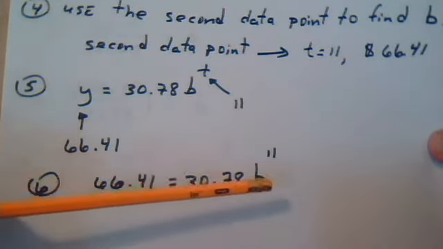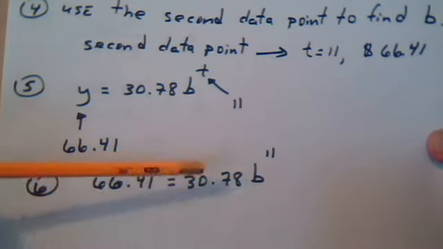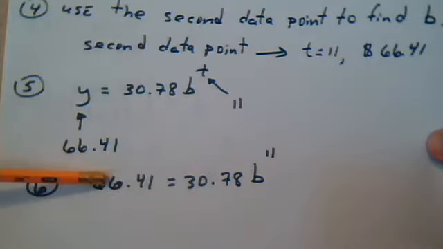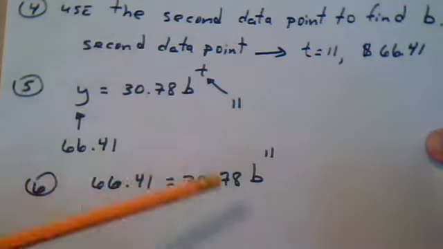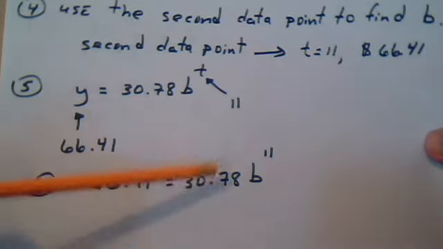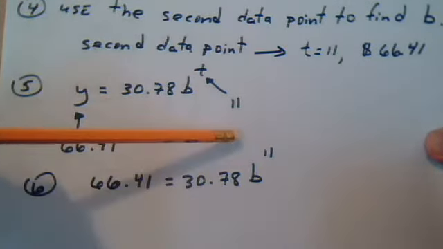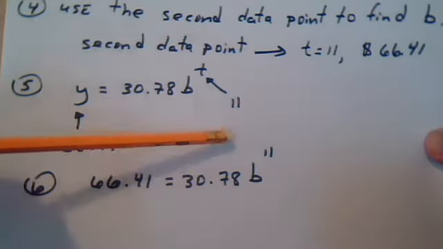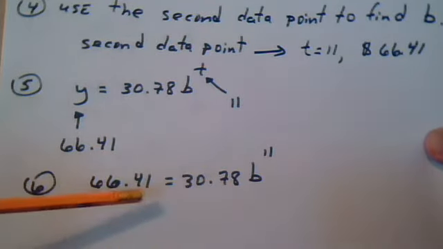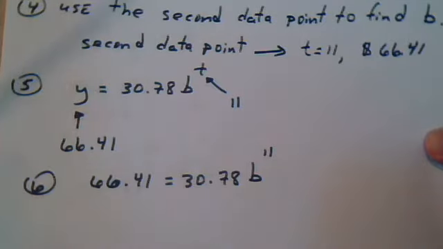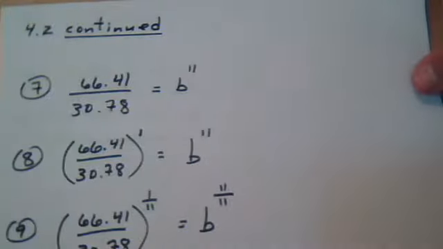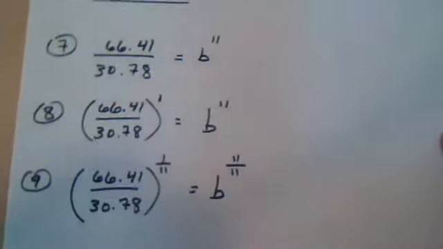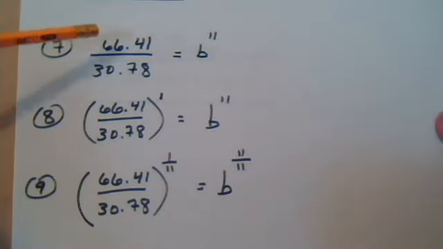So notice it's just a matter of getting this B by itself. So we need to move this number to the other side of the equation and this number to the other side of the equation. We'll first move the 3078 by dividing both sides by 3078, canceling it from here. But if you divide this side by 3078, you have to divide this side by 3078. So let's do that. So after the division, it looks like this.